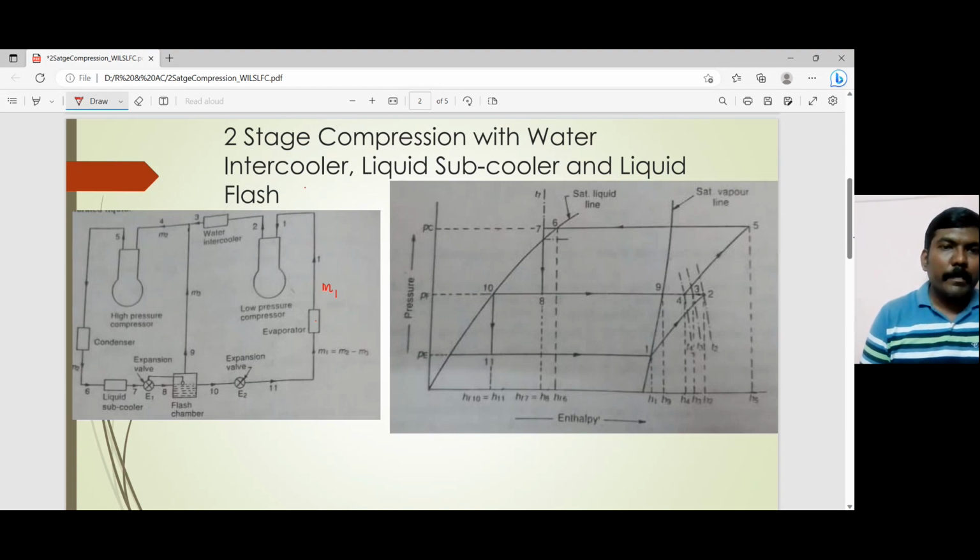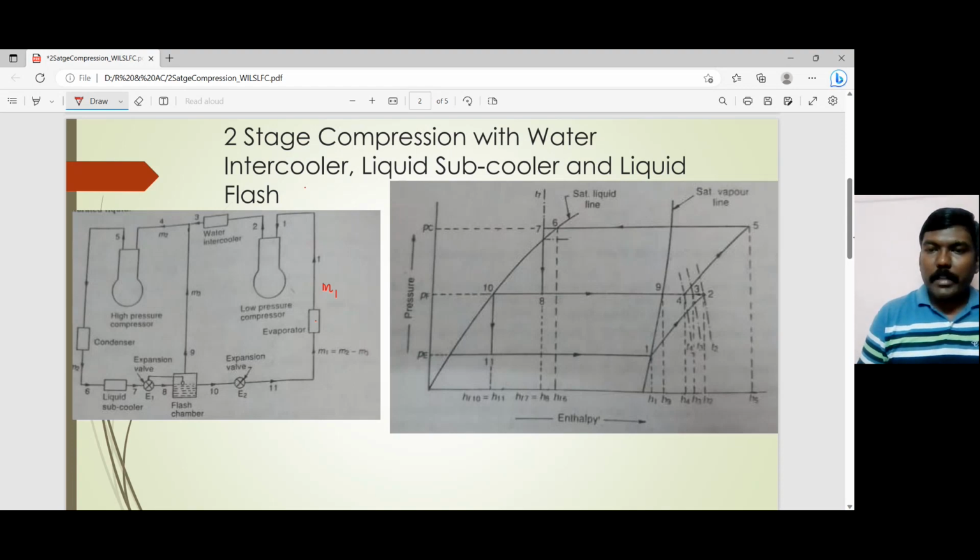low pressure compressor. Once the refrigerant gets compressed, it enters into the water cooler. In the water cooler, there is some sort of cooling that takes place. What is the cooling that is being done here? What is the intention? The intention is to de-superheat the refrigerant.